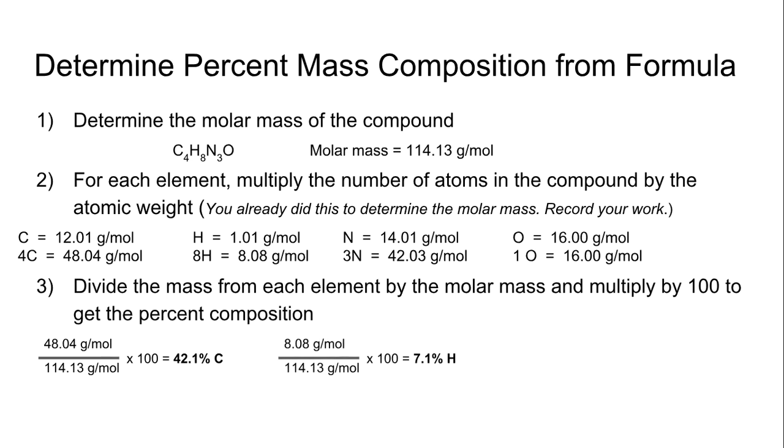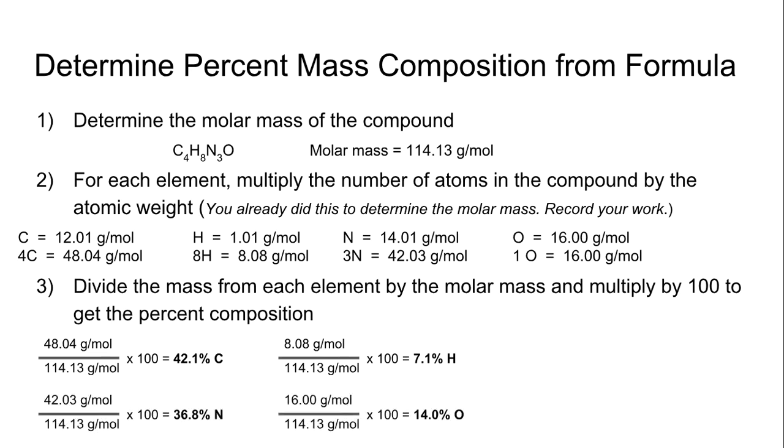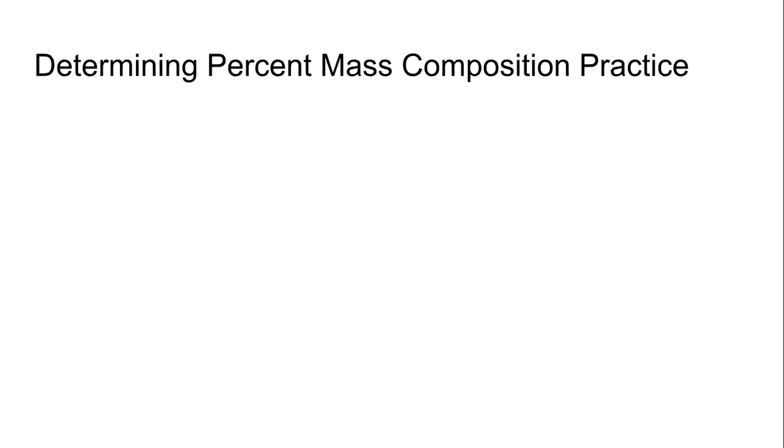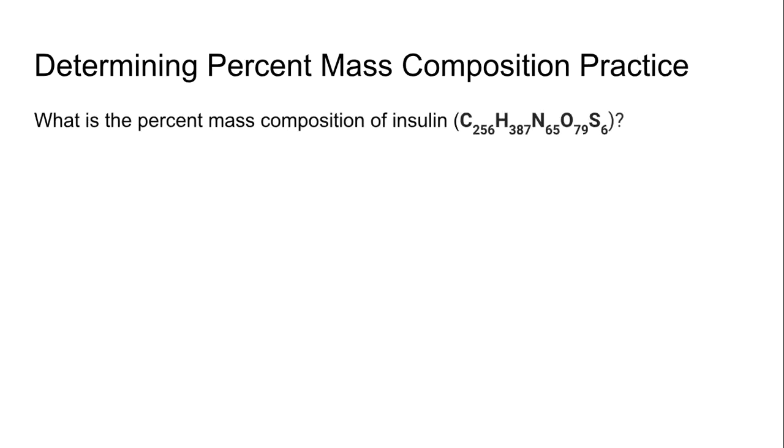And I can do the same thing for my other elements. Hydrogen, you may notice again, makes up a very small percentage of the mass. And that's because, again, hydrogen is a very lightweight element, at least by comparison. And so I can come up with my percent compositions for these other elements. Neat stuff. Well, why don't you pause the video and try coming up with a percent composition for insulin? That bad boy. Wow, that's a big molecule.